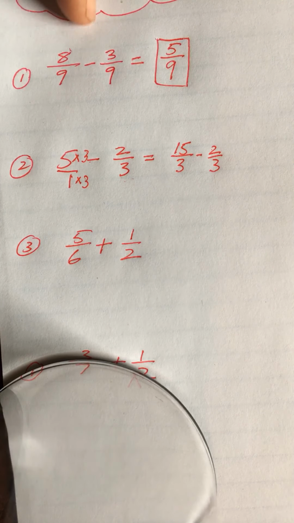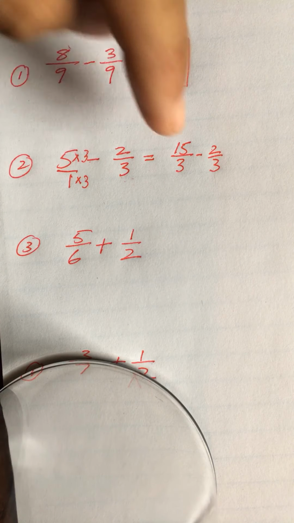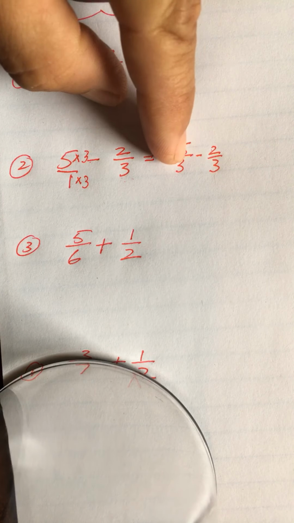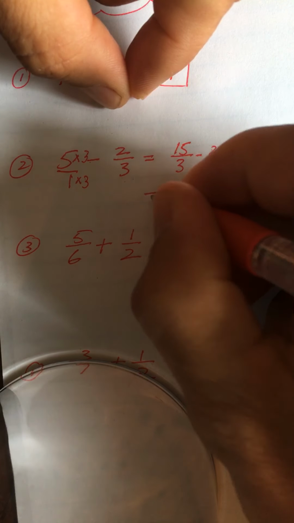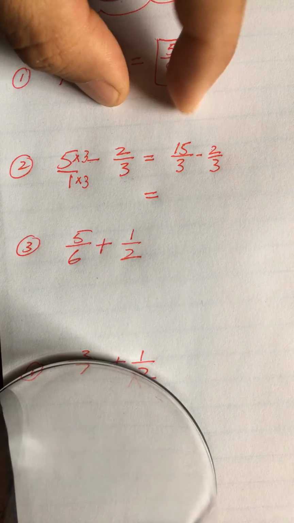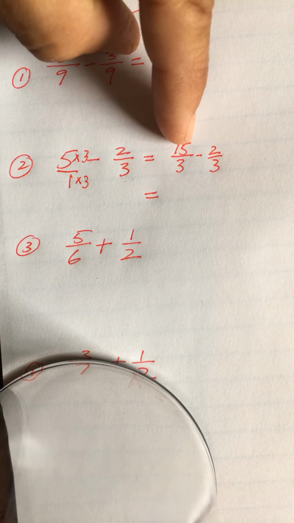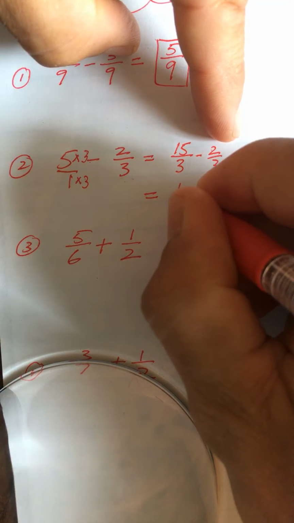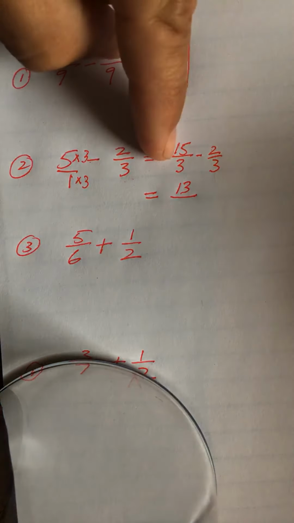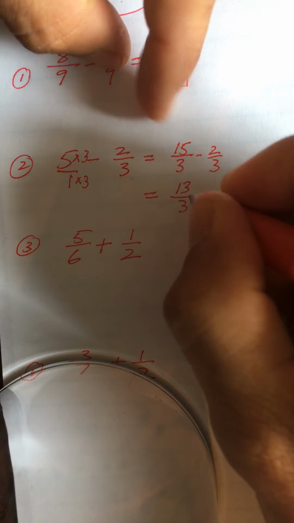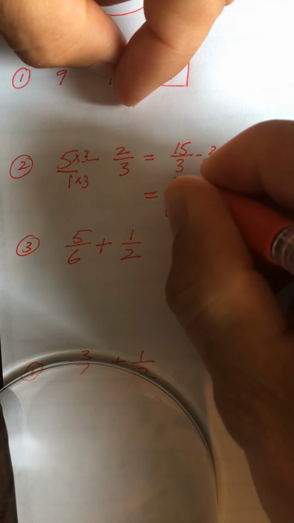Now we can apply the rule that we just applied up here. I'm going to be subtracting these two fractions. The denominators are now the same. I'm going to put it underneath so we can get it on the screen. This tells me to subtract the numerators. 15 minus 2 is 13. And we keep the denominator, which is 3. Now again, this is our final answer.